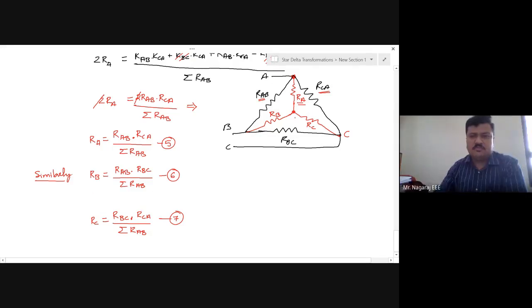In an equivalent star, any terminal resistance is equal to the product of the two resistances connected to that terminal divided by the sum of all the delta-connected resistors. So this is how I get it, where the summation is RAB plus RBC plus RCA. Now it is not true only with resistors, it is true with impedances also.